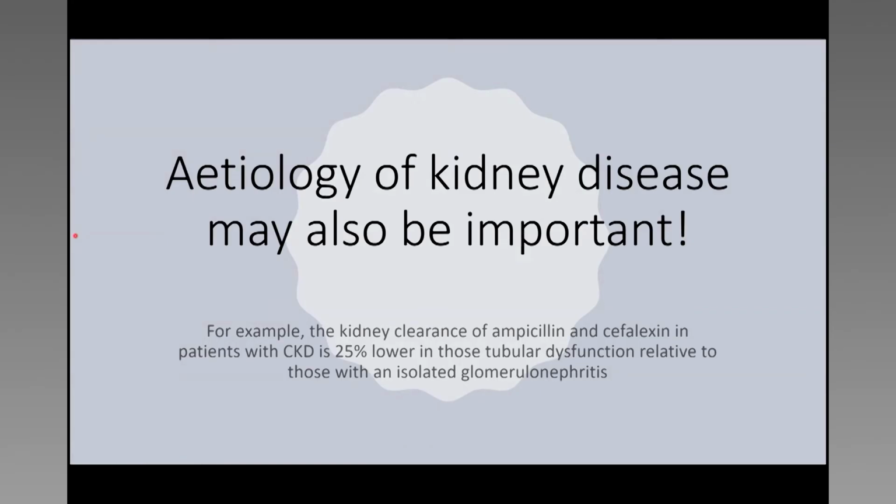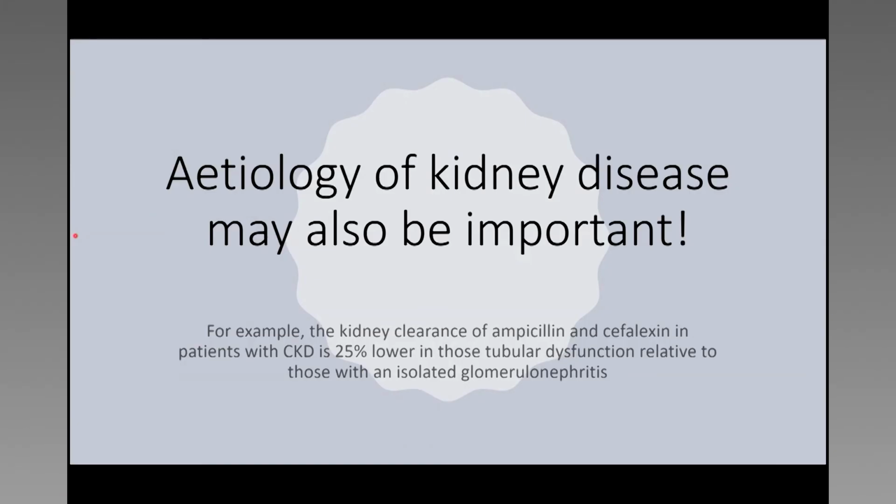What may also be fascinating, we don't have a lot of information on this, is that the etiology or the cause of the kidney disease may also have an important impact on kinetics. For example, studies were done that showed that if you've got chronic kidney disease due to a tubular dysfunction, then you may have less clearance of drugs such as ampicillin and cefalexin than you would for patients with the same GFR who have glomerulonephritis. So what this means is looking at two patients who apparently have the same GFR, depending on the cause of their kidney disease, you may get differences in clearance.